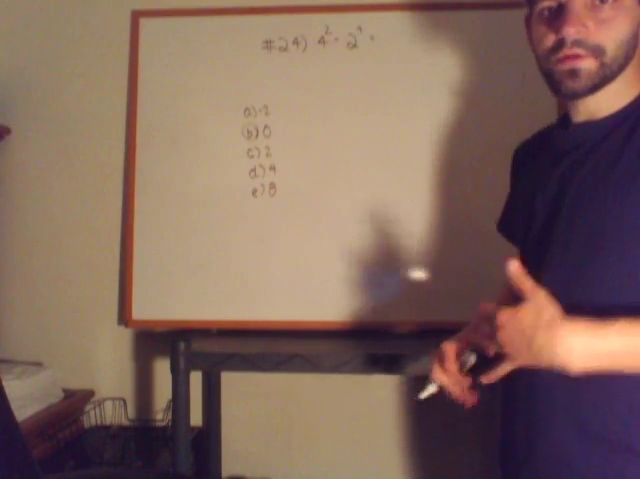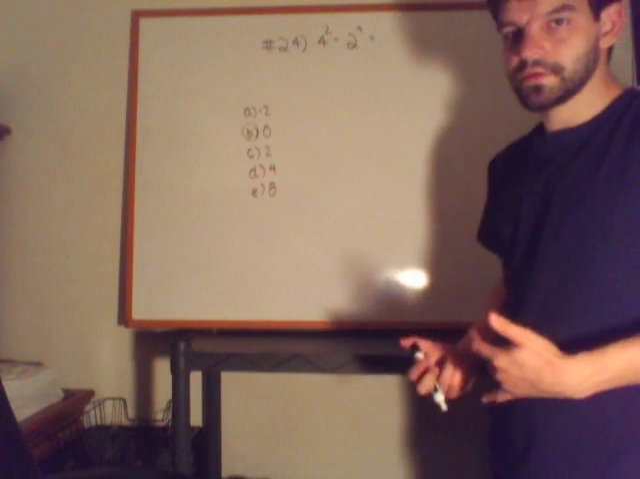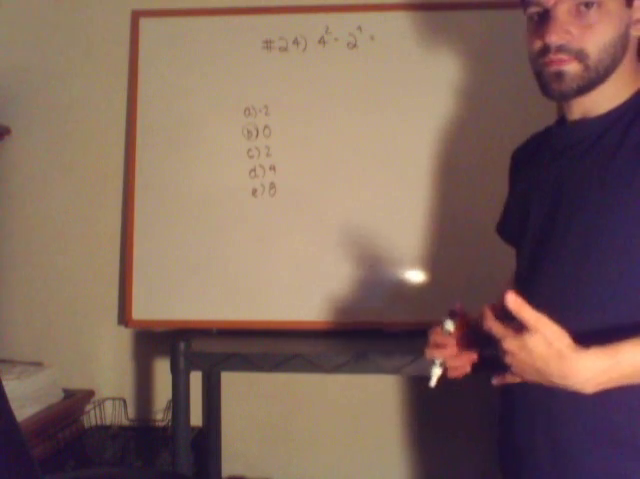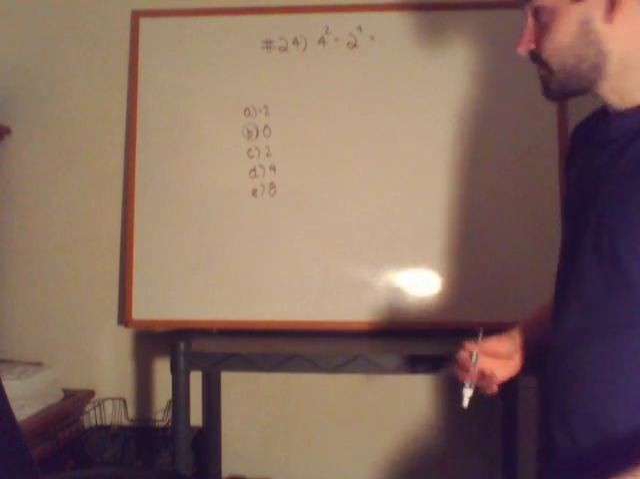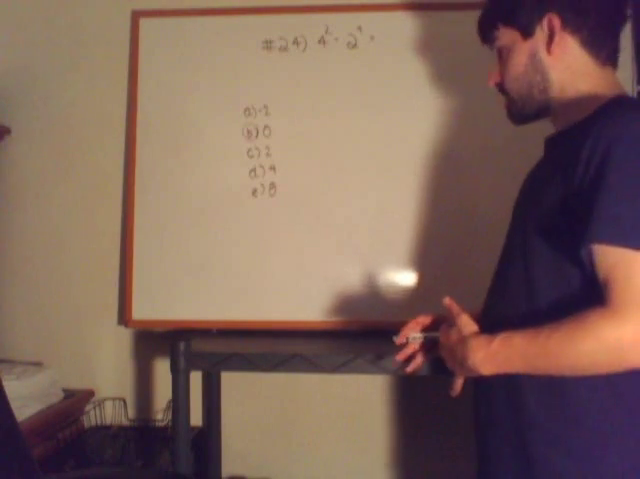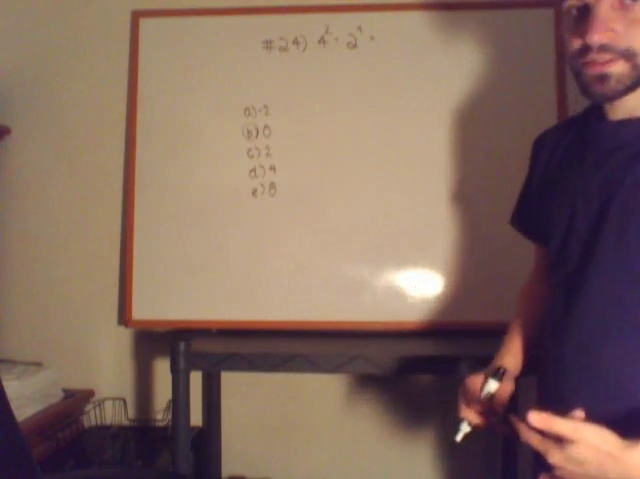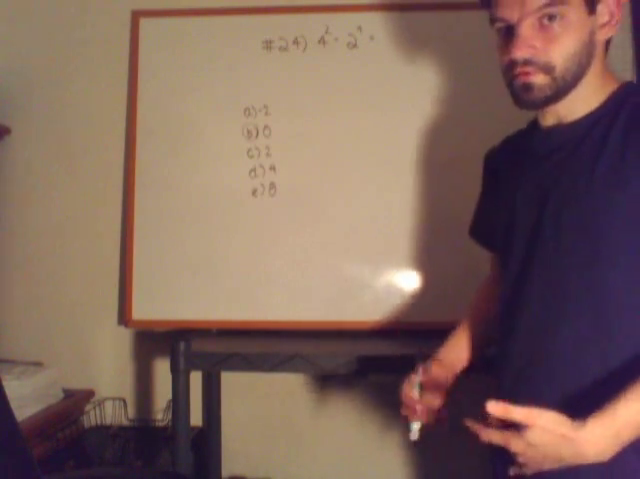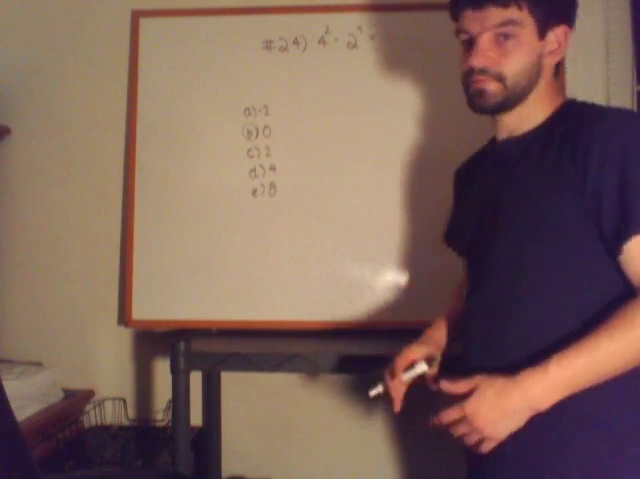In this video, we're going to be continuing on with the practice algebra exam, starting with number 24. In this question, we're asked what 4 to the second power, or 4 squared, minus 2 to the fourth power equals, and then we have an answer bank here.